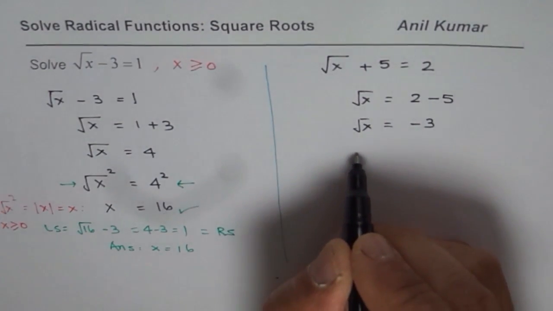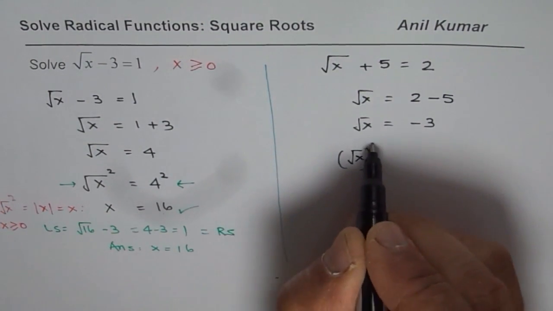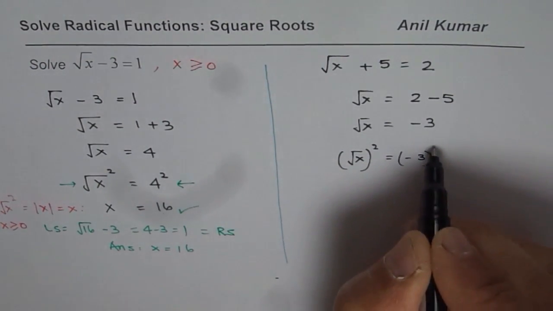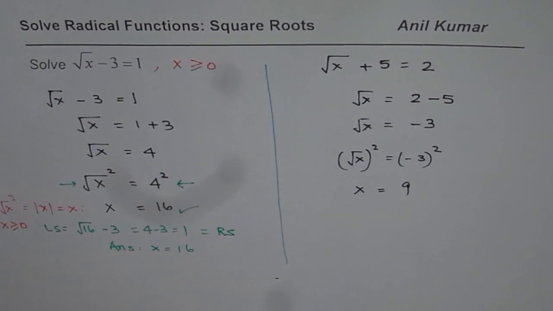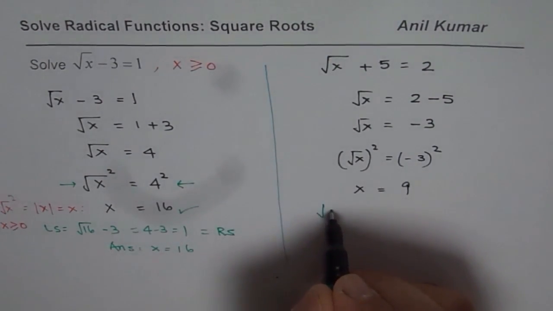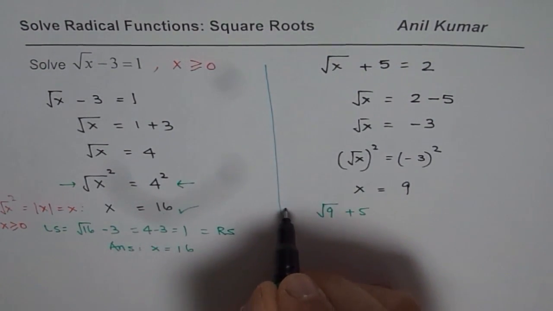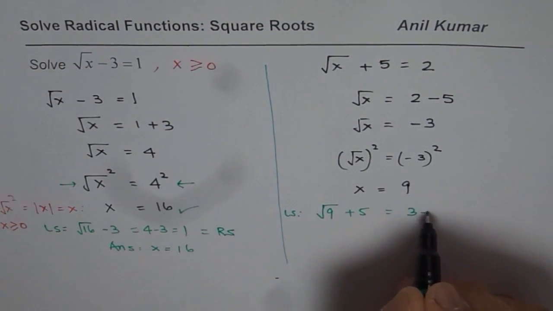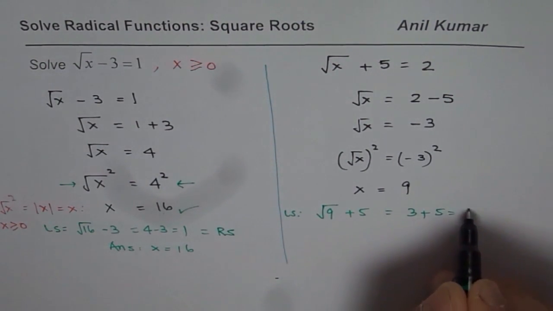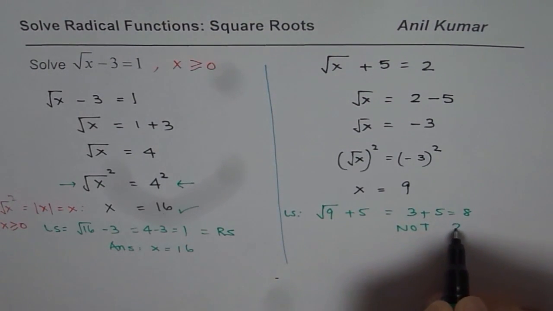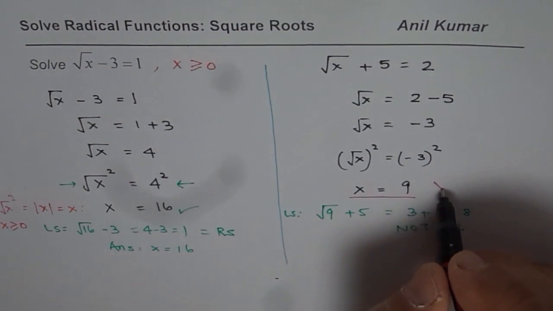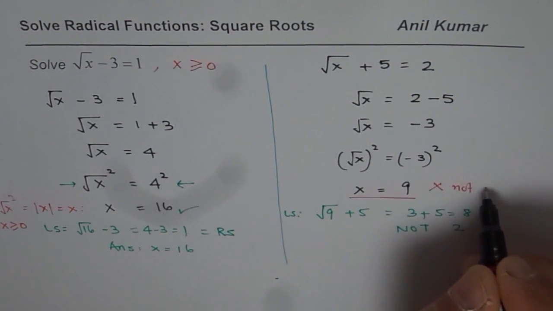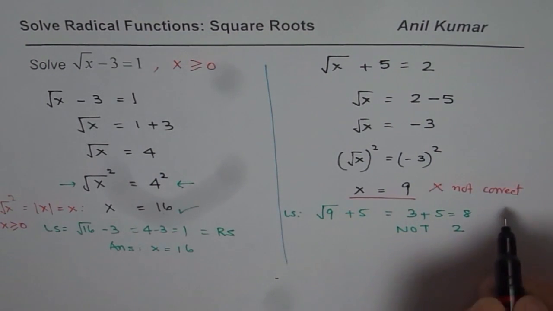Now if you square both sides, you get what? You get x equals minus 3 squared, so that gives you x equals 9 as your solution. Do you get the idea? Now what I was trying to tell you is that if I substitute 9 here, the square root of 9 plus 5, that is the left side, is indeed equal to square root of 9 which is 3, 3 plus 5, which is 8, which is not 2. Do you see that? So this solution is not correct. Therefore, it is important to check.